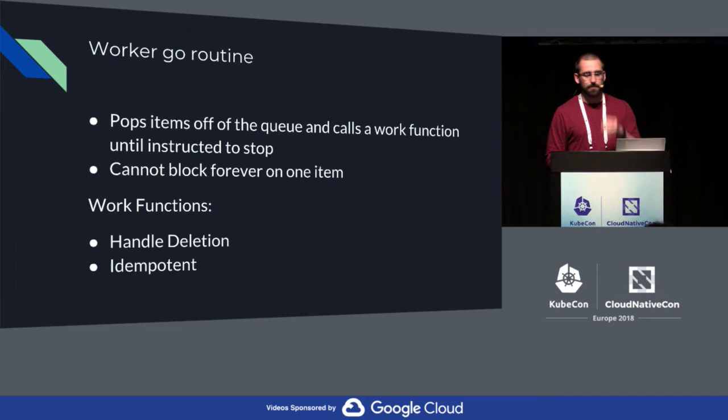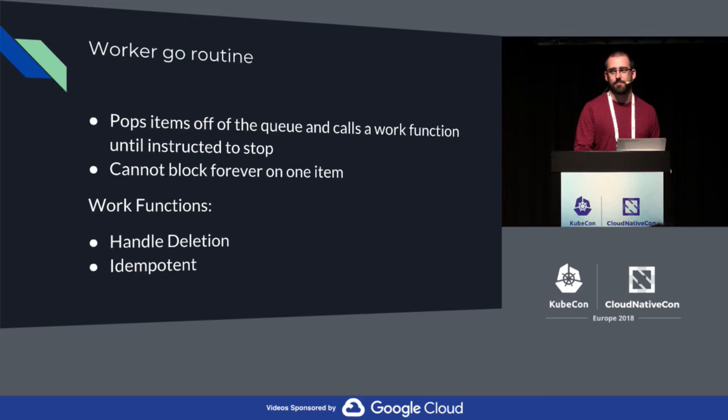Then a work function in this model needs to handle deletion, since we didn't do that earlier. And it also needs to be idempotent, because since we watch our children resources, there's a potential for a loop here. If you update the child and then go back to processing the item again, and then update the child again, and then go back to processing the item again, it'll never end. So it's really important that if there's no work to be done, the work function doesn't do any work, which is easy. It's potentially problematic sometimes.